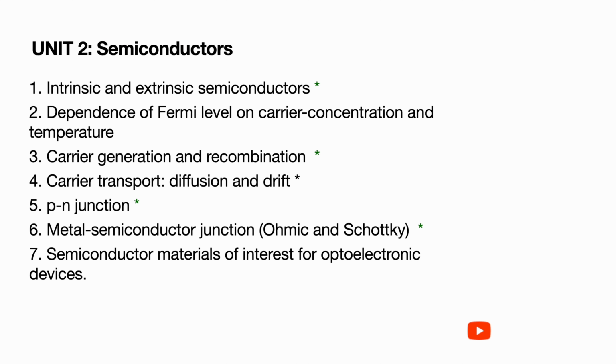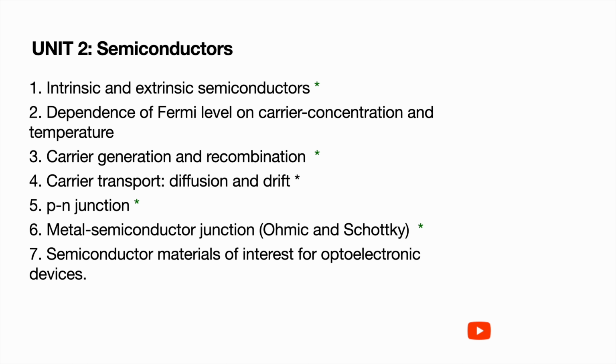Coming to unit 2, semiconductors. There are a total of 7 topics in this unit. The first topic is intrinsic and extrinsic semiconductors. You are all familiar with this topic, as you have studied it in the last chapter of the class 12th syllabus. In extrinsic semiconductors there exist n-type and p-type semiconductors. That is all class 12th based, so you don't need to worry about it.